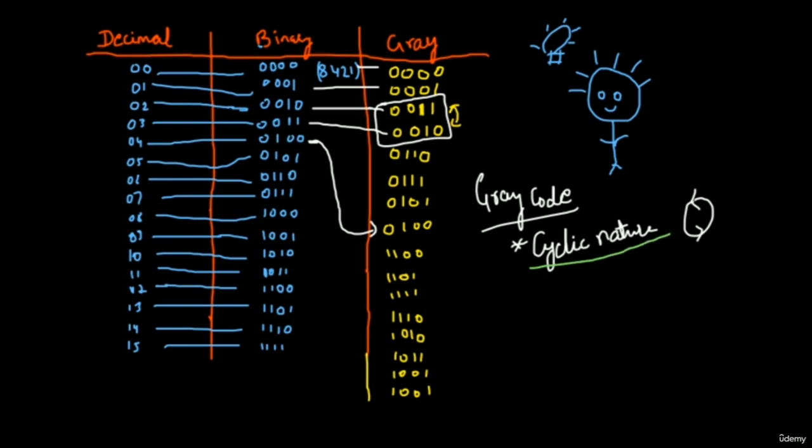Let me open a new page so that we can discuss the thing in more detail. So we are learning about the Gray code, and till this time we have studied that it is cyclic in nature.